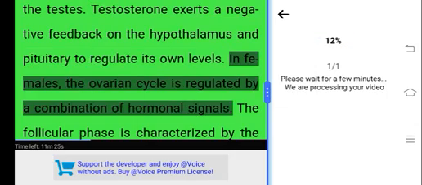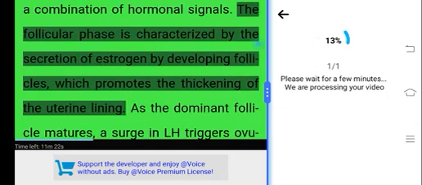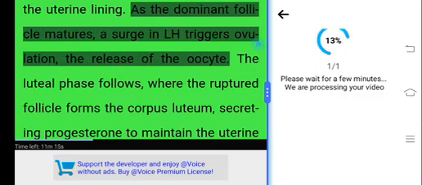In females, the ovarian cycle is regulated by a combination of hormonal signals. The follicular phase is characterized by the secretion of estrogen by developing follicles, which promotes the thickening of the uterine lining. As the dominant follicle matures, a surge in LH triggers ovulation, the release of the oocyte.